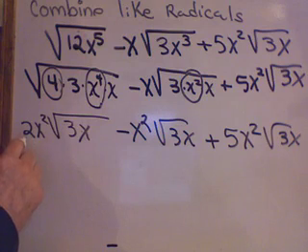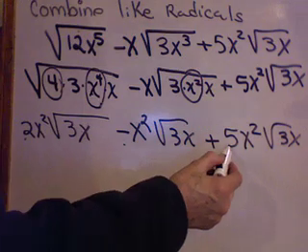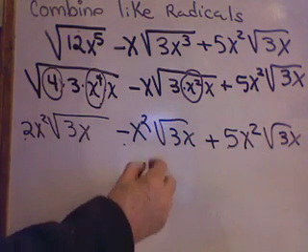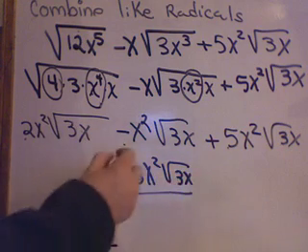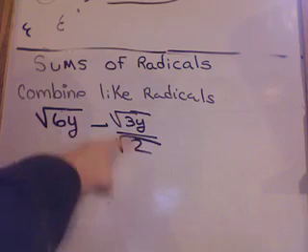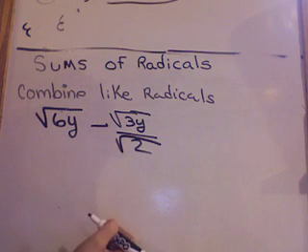I have 2, take away 1, plus 5. I hope you realize that's 6x squared root 3x. Final answer. This problem looks a little bit tricky. I have 2 parts to combine, but one part has a fraction. Let's rationalize the denominator of that fraction first.